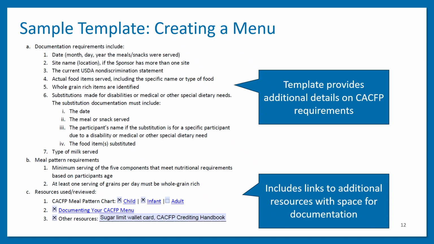There is also space in each of these templates to document the resources that are used. This can help future staff with implementing these practices if there is staff turnover or if staff are out sick for an extended period of time.